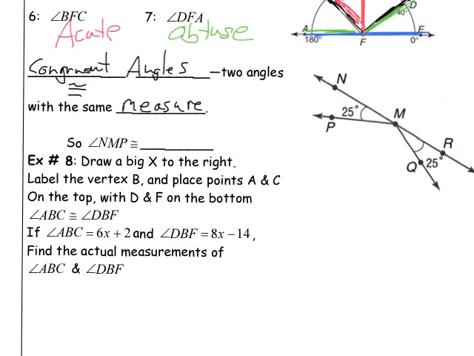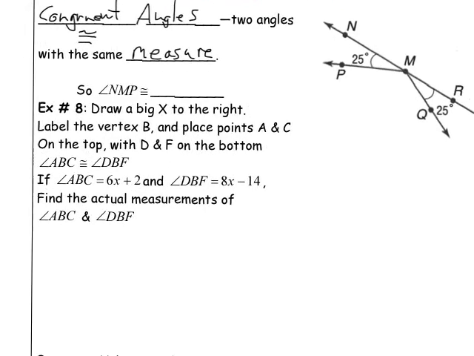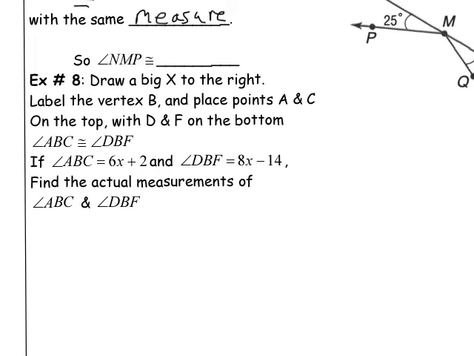Let's talk about this one real quick. I had a lot of students have trouble with this my first year teaching, so I added this in later so we can all see. Here's the idea. It says draw an X to the right. Okay, so we're going to draw an X. And it says label the vertex B. That's going to be this corner right here in the middle. We'll call that B. And then it says place points A and C on the top. So A, C. And D and F on the bottom.